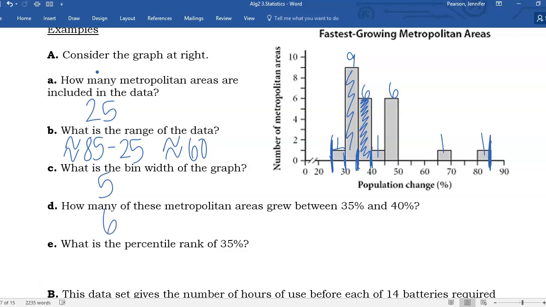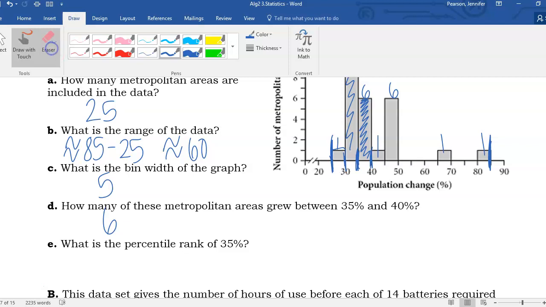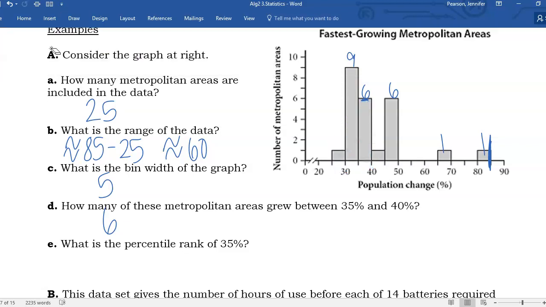Last one, what is the percentile rank of 35%? Percentile rank is how many are lower than the given value, okay? So we're looking at how many are lower than 35%.